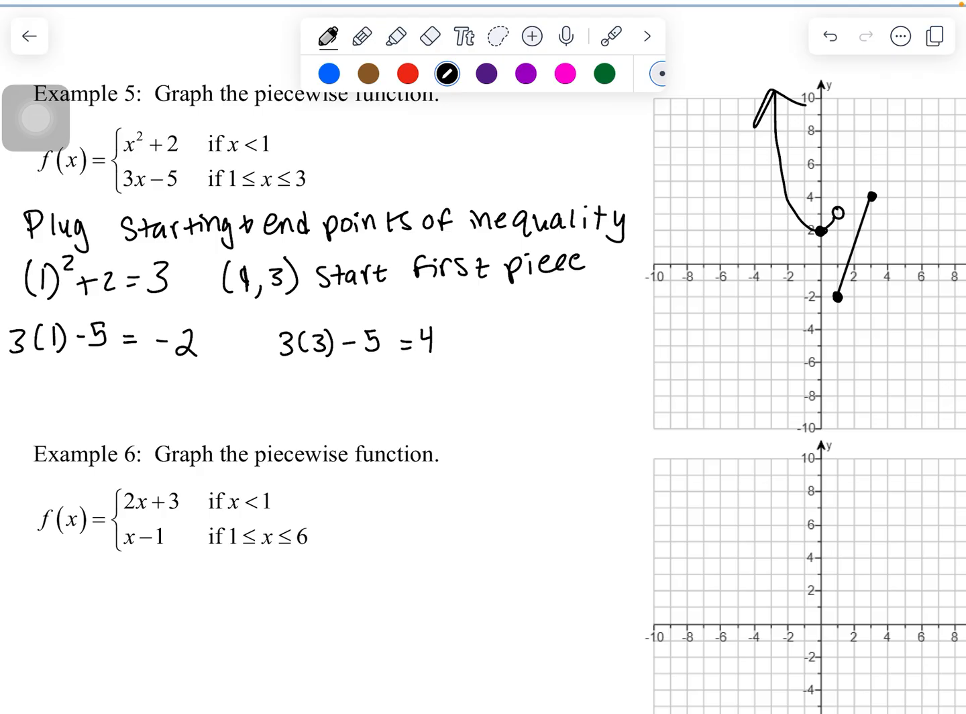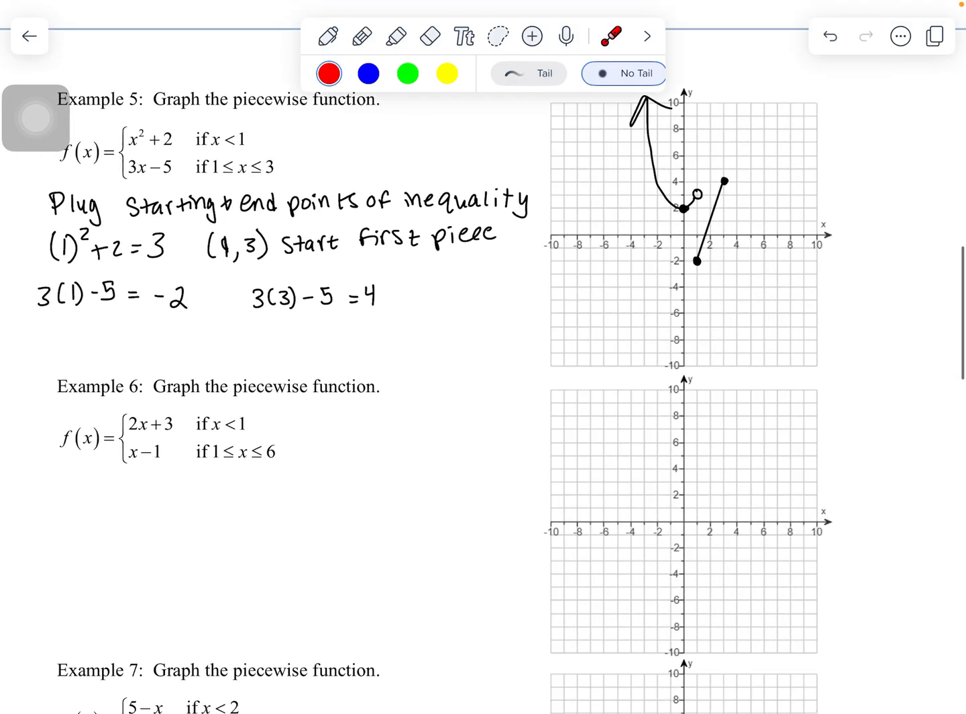And again, this is where they get the name piecewise function. This is two different pieces, but it's still a function because we passed the vertical line test. So that's how piecewise functions work.